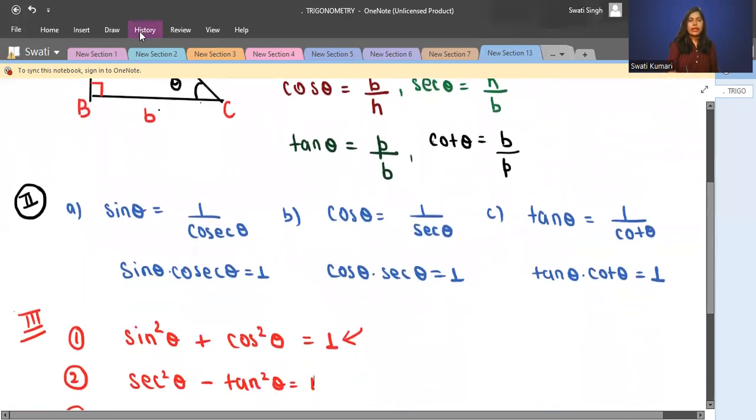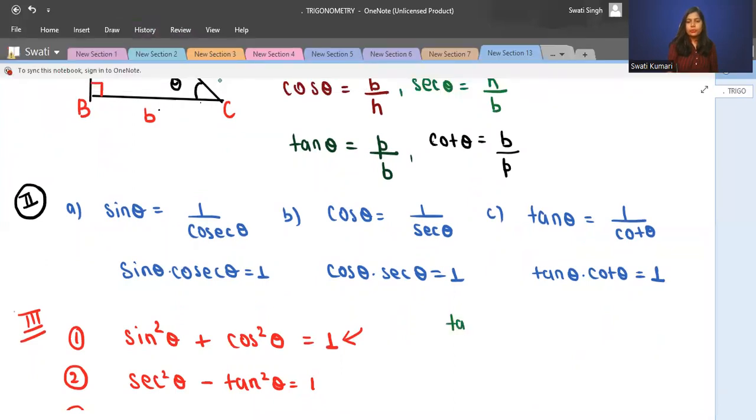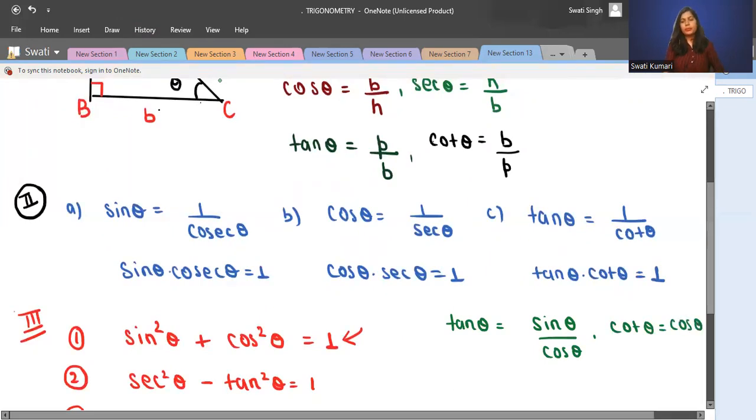Yes, I can just add here the formulas. I hope you know that tan theta is sine theta upon cos theta. Okay, very important formula. And because tan and cot are reciprocal of each other, what will be the formula of cot theta? That will become just the reciprocal. That means sine theta upon cos theta will become cos theta upon sine theta.